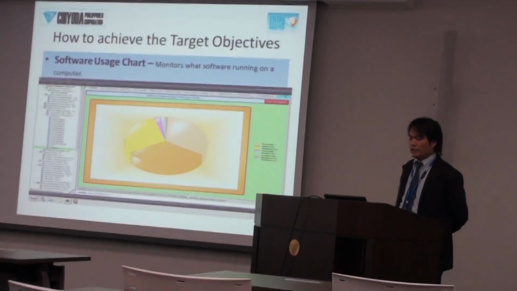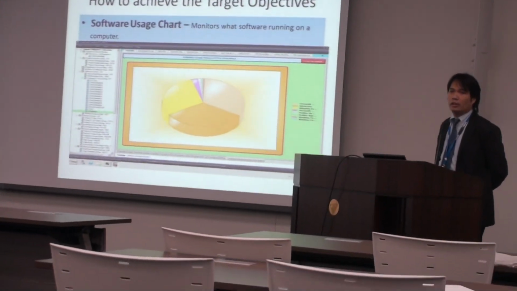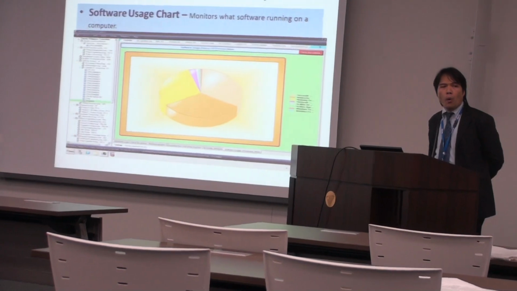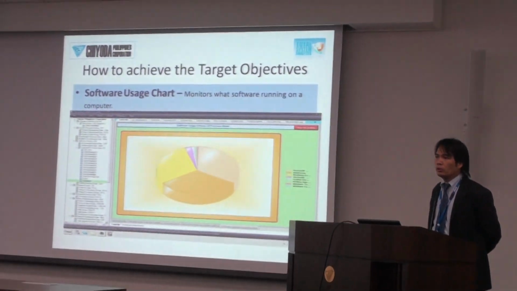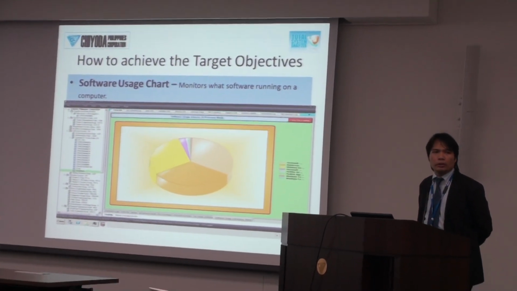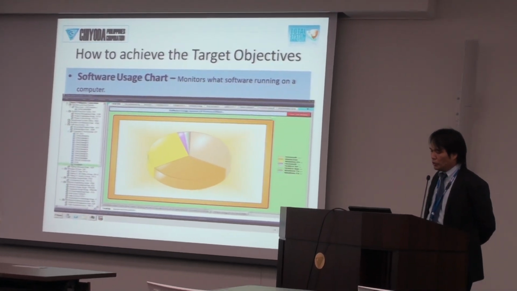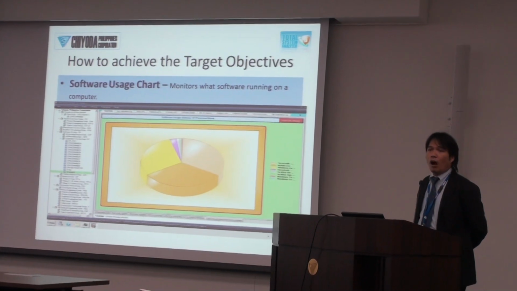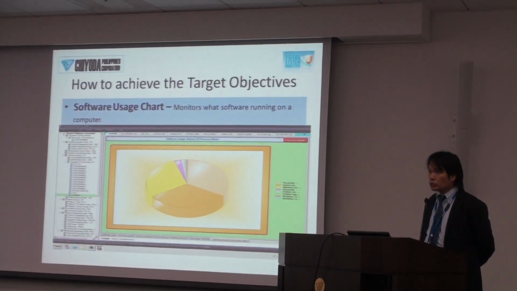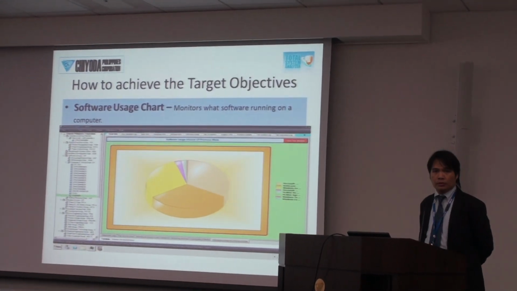Another function is this software usage chart. So we can literally check what applications are running on your computer, and how much percentage. For example, here, as we check, most of it are Microsoft products, Lotus Notes, and antivirus software.